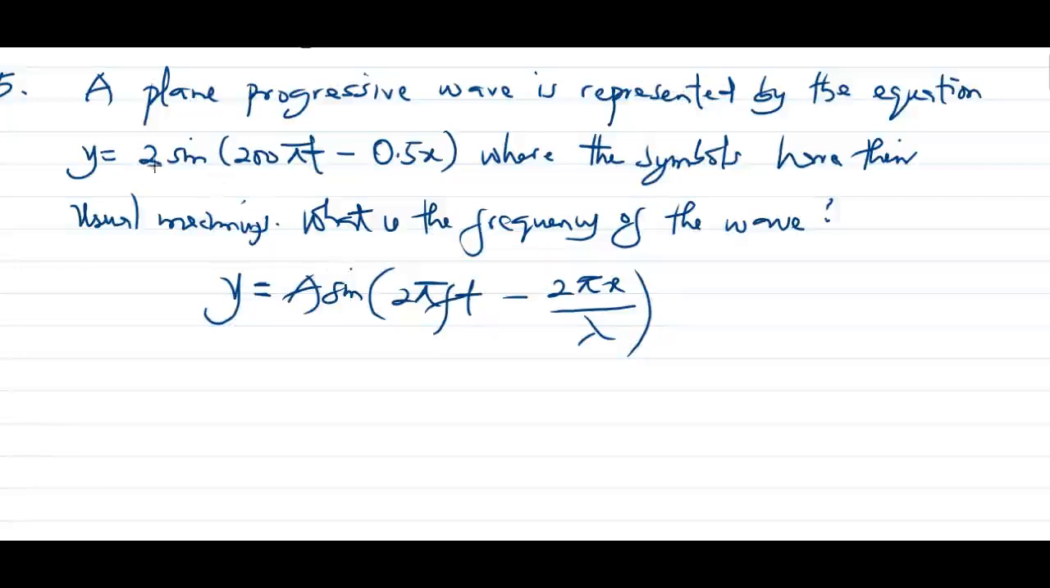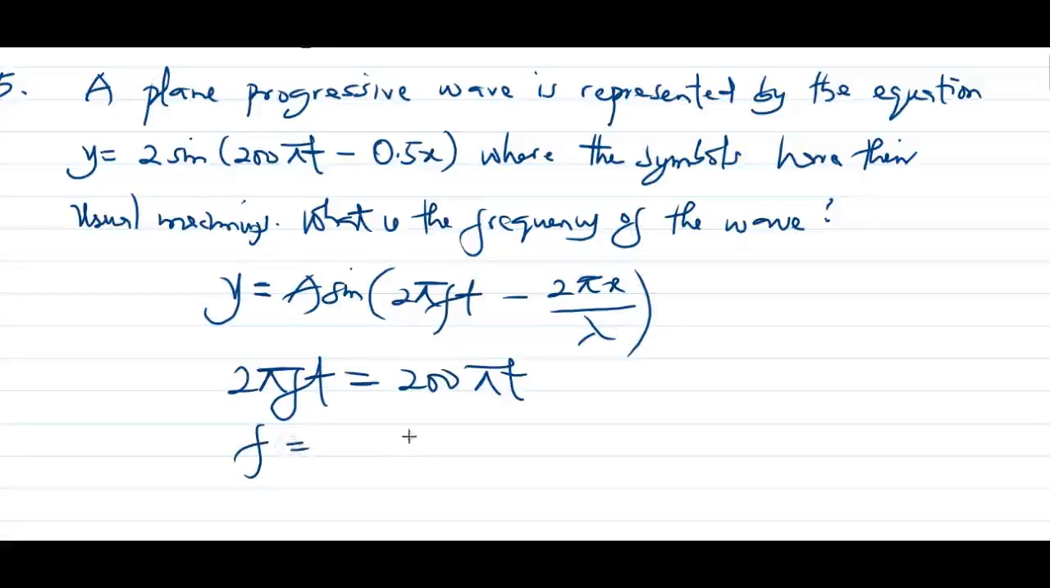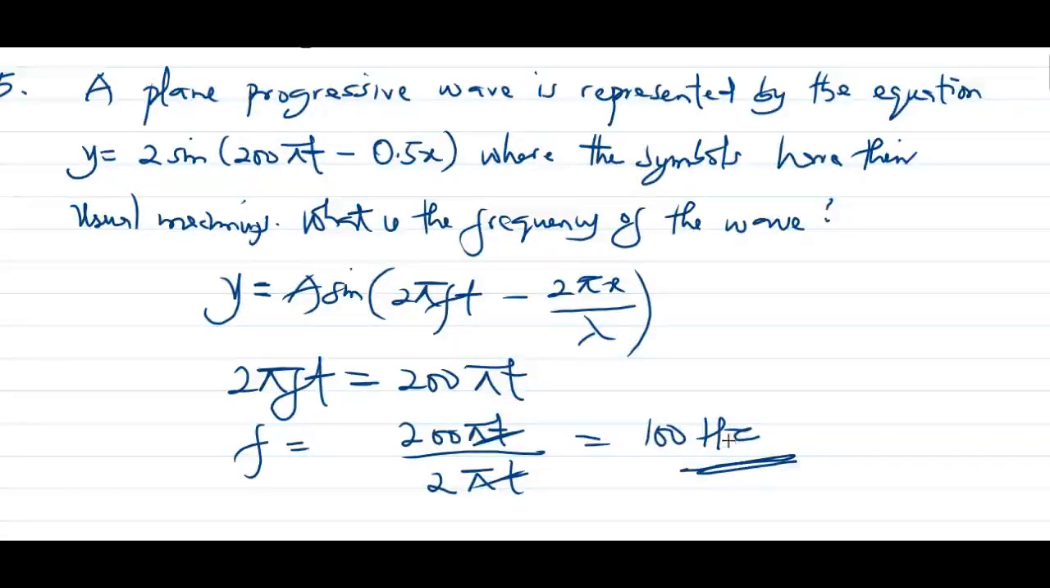So comparing this with this shows that 2 pi ft is equal to 200 pi t. What are we told to find? We are told to find frequency. So if you make frequency the subject of the formula here, you have 200 pi t divided by 2 pi t. Pi t cancels pi t. 200 divided by 2 is 100 hertz. So the frequency of this wave is 100 hertz.